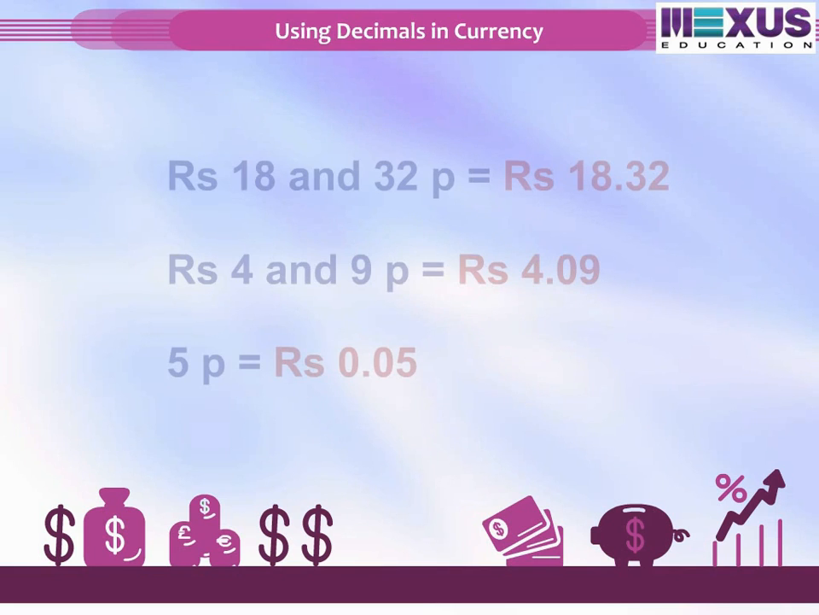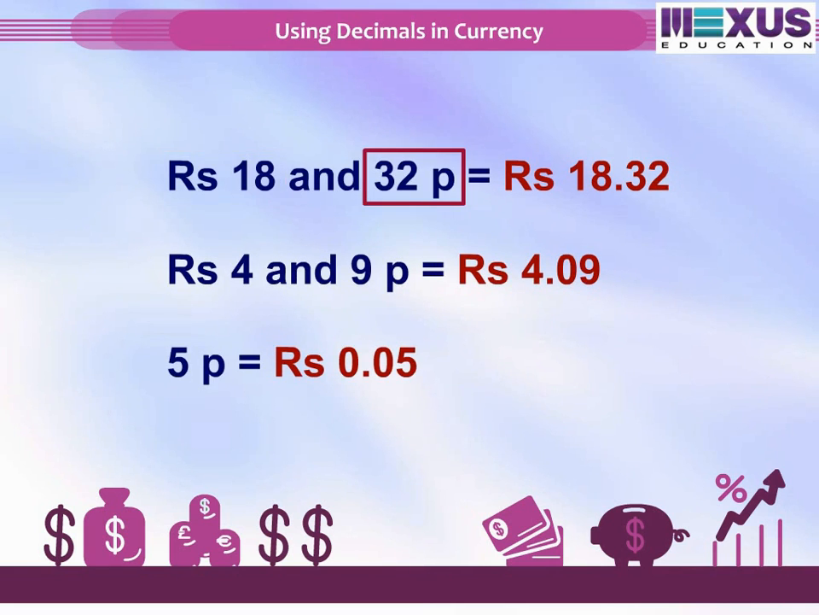We can express the rupees and paise together in decimal system as follows. Rupees 18 and 32 paise is equal to rupees 18.32.